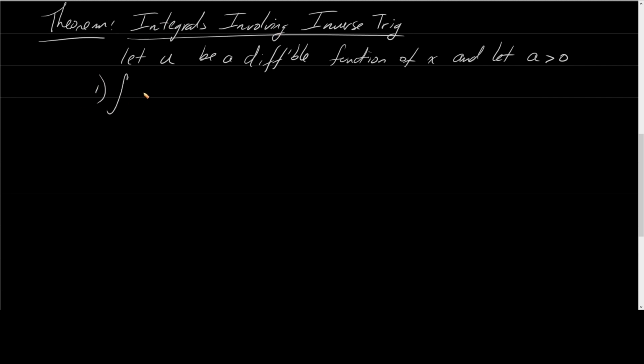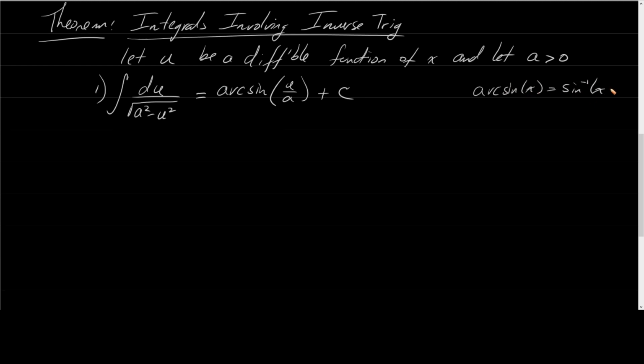The integral of du over the square root of a squared minus u squared is equal to arcsine of u over a plus c. Remember, arcsine is the same thing as saying sine inverse. So arcsine of x is equal to sine inverse of x.